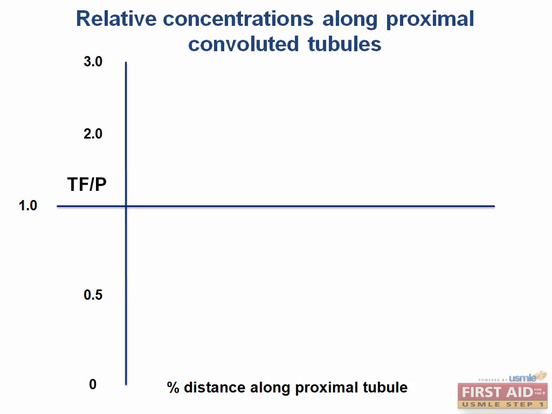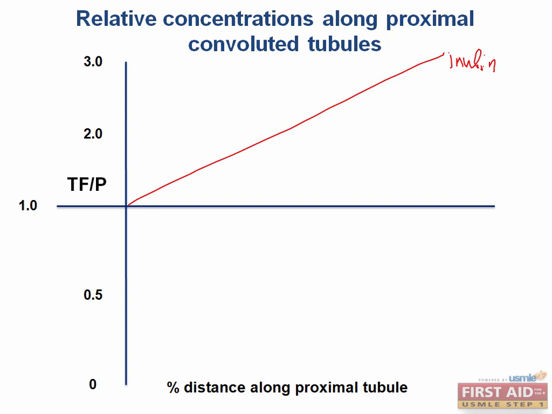Let's move on to see how solute concentration changes along the proximal tubule. On this graph, the x-axis is the percent distance along the proximal tubule, and the y-axis is the ratio of tubular fluid concentration to plasma concentration. If we look at the concentration of inulin along the proximal tubule, it will make a straight line from 1 to 3 because it's freely filtered and neither secreted nor reabsorbed.